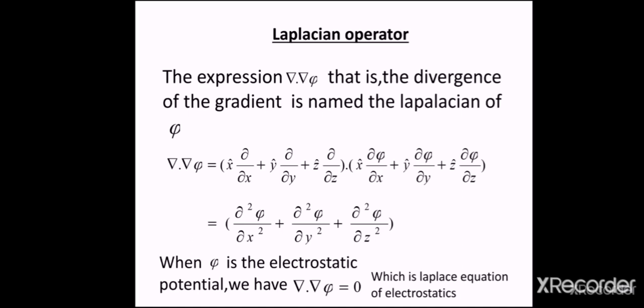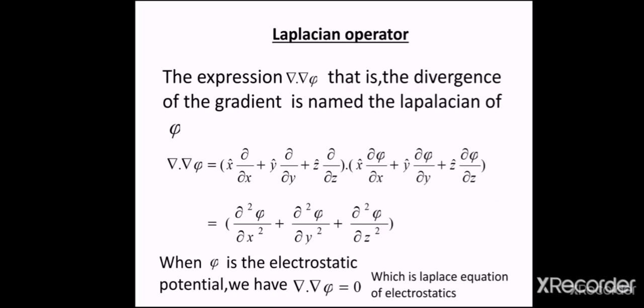We already know about gradient, divergence and curl of a vector. Letting del operate on each of these quantities, we obtain relations such as del dot del phi, del cross del phi, del dot del cross v, del cross v, etc. Among them, the expression del dot del phi, that is, the divergence of the gradient, is named the Laplacian of phi.